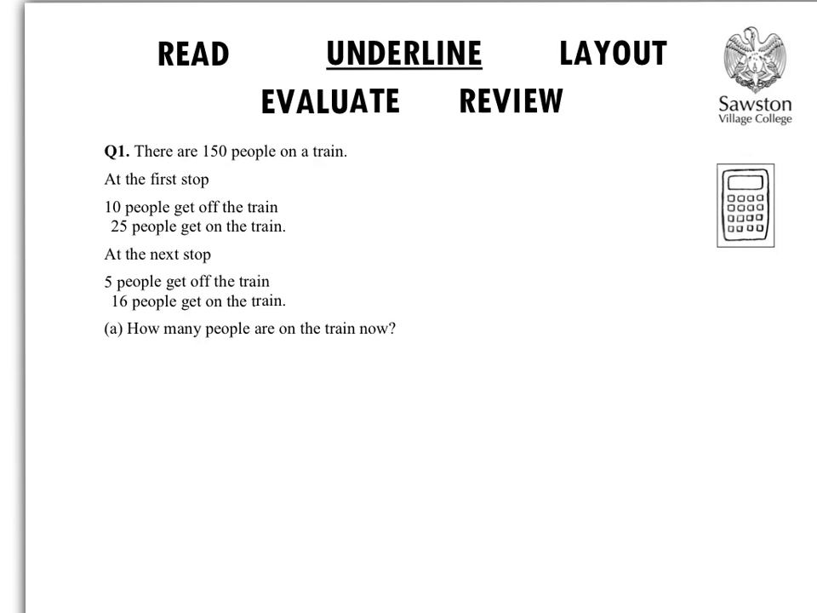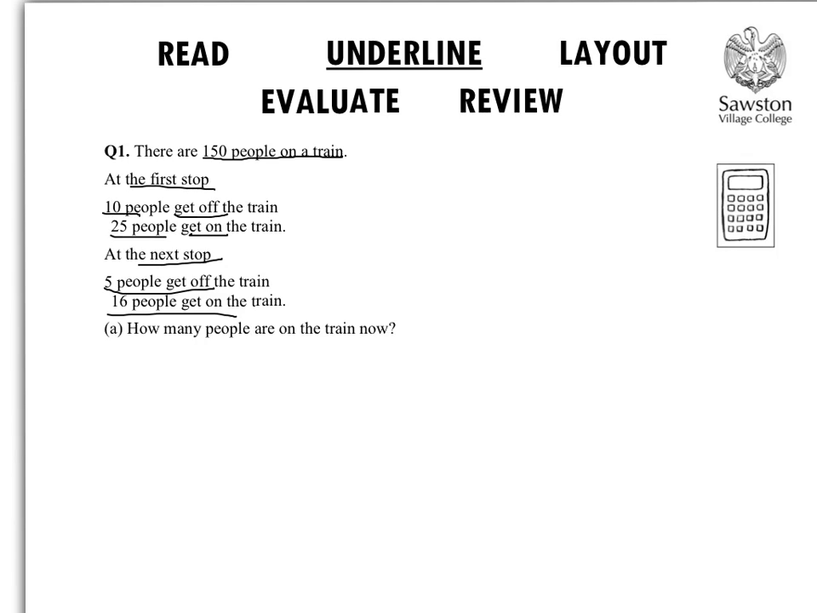So, there are 150 people on the train, and then it's split into two parts. The first stop and the next stop. So after the first stop, 10 people get off the train, whereas 25 people get on the train. Important to distinguish between the off and the on, because in a minute that's where a mistake could be made. At the next stop, 5 people get off and 16 people get on the train. At that point, you've read it, you've underlined the key points.